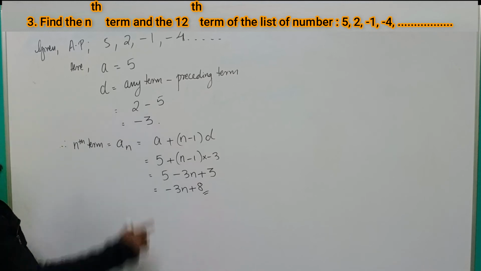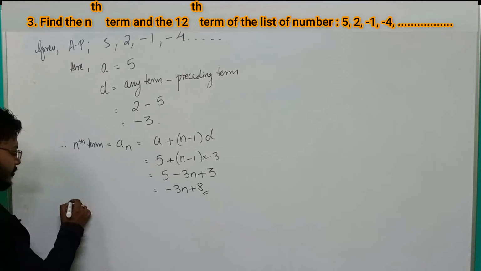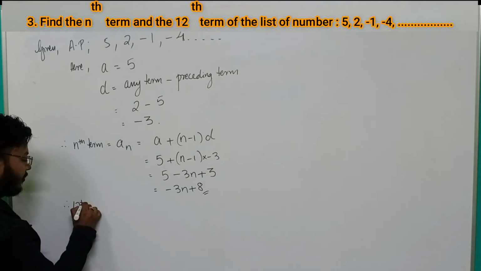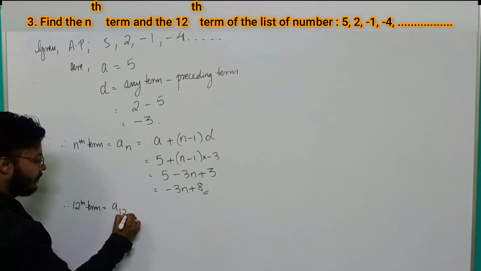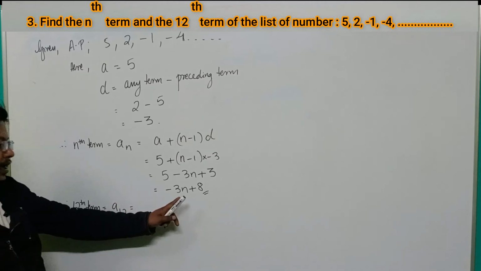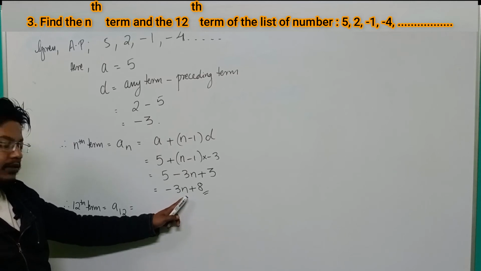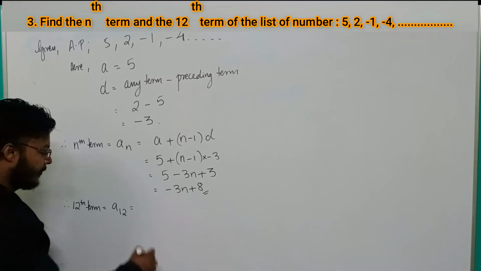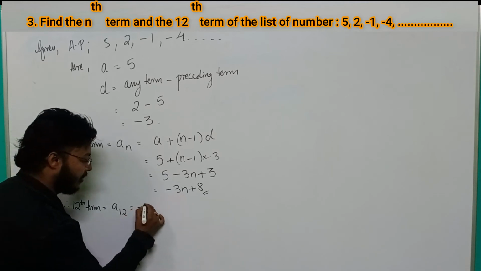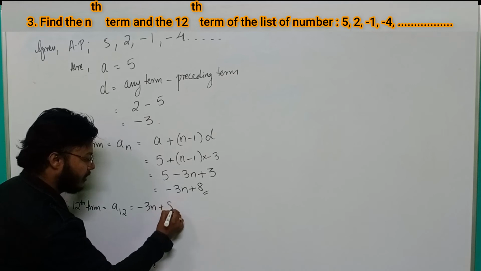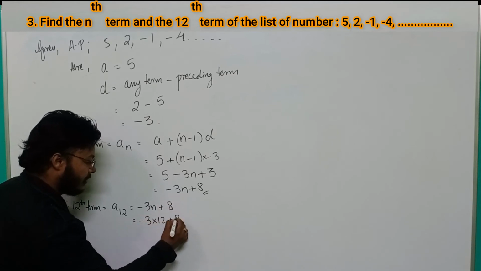So what do you have to find next? You can see the 12th term. So we have to find the 12th term also. So again, the 12th term equals A12. Instead of n, I can use this formula also. I'll get the same answer. I'll show you both methods. Instead of n, I'll put 12 in this formula: minus 3n plus 8, so minus 3 times 12 plus 8.